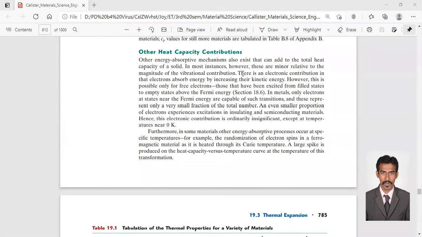The contribution could be minor, but there's an electronic contribution in that electrons absorb the energy by increasing their kinetic energy. As I told you, if you provide extra energy, they will get it and increase their kinetic energy. When the kinetic energy increases, they won't stay in one place, they will start moving here and there. However, this is possible only for free electrons, those that have been excited from filled states to empty states above the Fermi energy level, right?